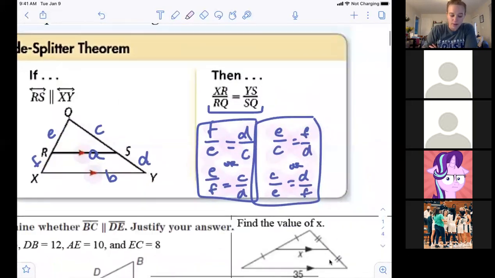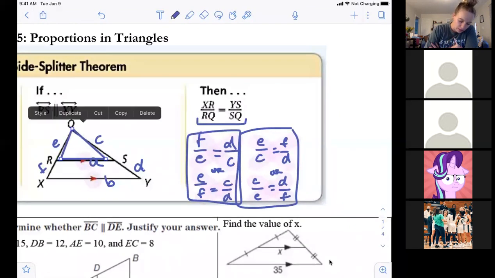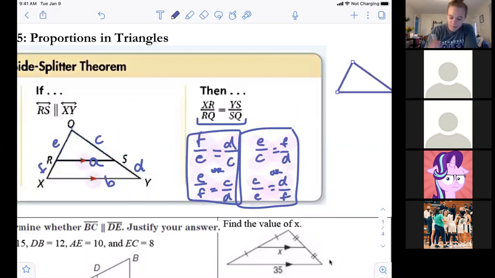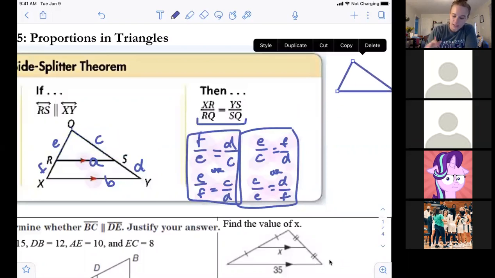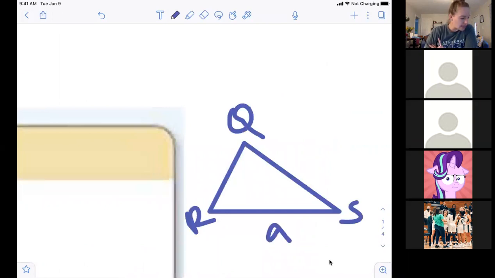So I'm going to do a little notability magic and remind us about something you learned back in 7.3. In 7.3, we talked about similar triangles. And so if I'm trying to do something with the sides that are a and b, I have to use similar triangles. So I just copied the little triangle. I've got Q, R, S. We know the bottom is a, R to Q is e, and then Q to S is c.